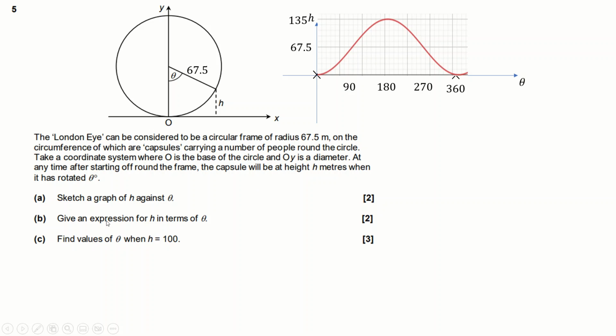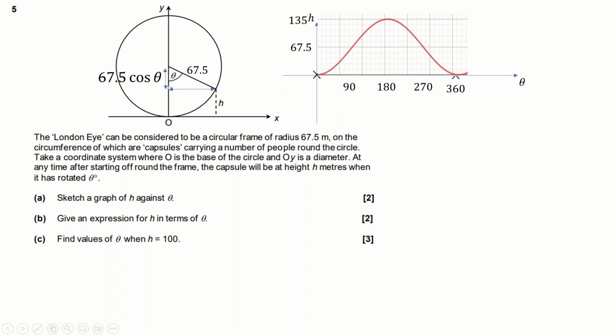Okay, good. So give an expression for h in terms of theta. Now this you should recognize as being a sine wave, or a cos wave more accurately, because if you just flipped this over and then moved it up or down, you could get cos out of this. You could just start with the cos graph and do graph transformations to find the equation of this curve, or you could look at the picture and say that this distance, if we call it d, we can say cos theta equals d over 67.5, so therefore d is 67.5 cos theta.